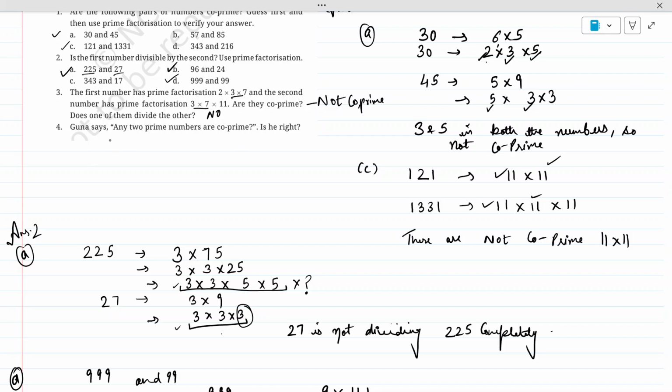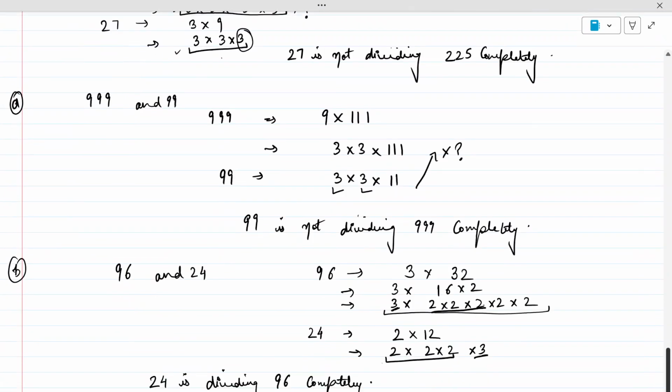Next, Guna says any two prime numbers are co-prime. Is he right? So kids, here we have to find this out. We know that co-prime numbers have nothing common in them except one. So that means this is true. If I take the example of 5 and 7, the factors are 1 and 5 for 5, and for 7 it is 1 and 7, so only one is common, right? So this statement is true.